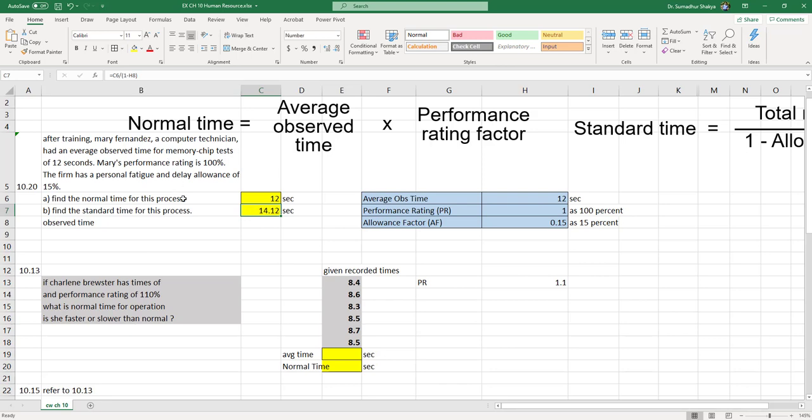Now let's look at it this way. The person who was observed had an average of about 12 seconds, but the standard time that should be allowed for that activity is about 14 seconds, given the fact that we are allowing 15% of fatigue delay.